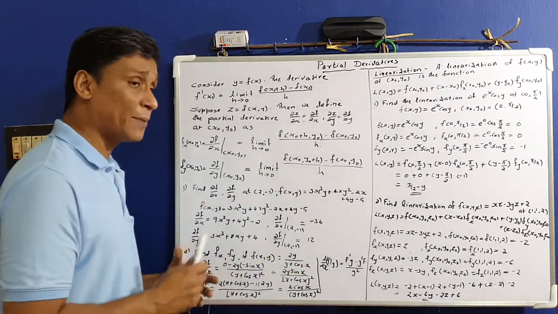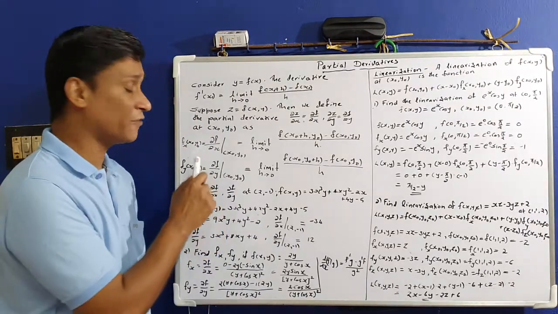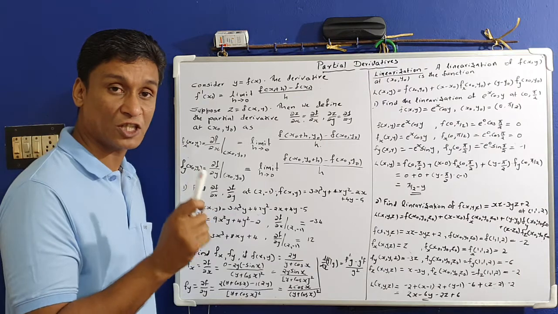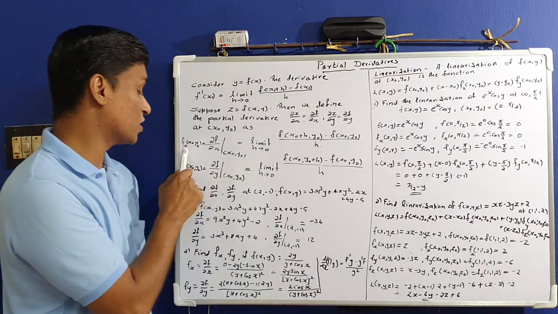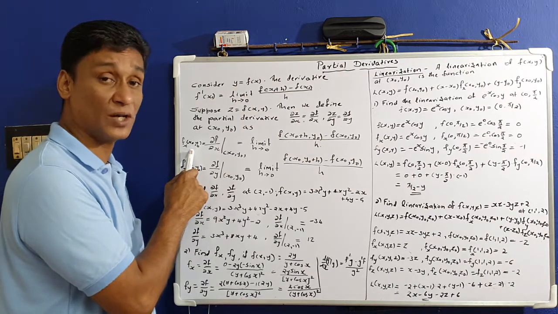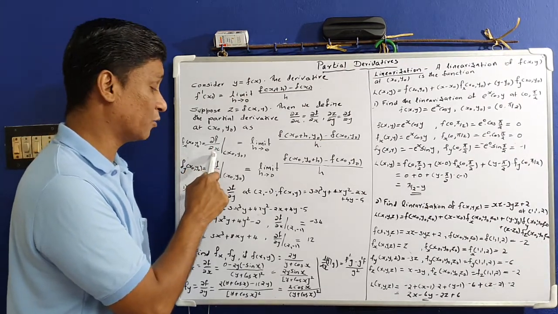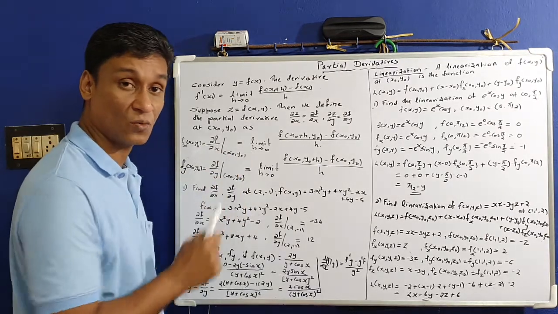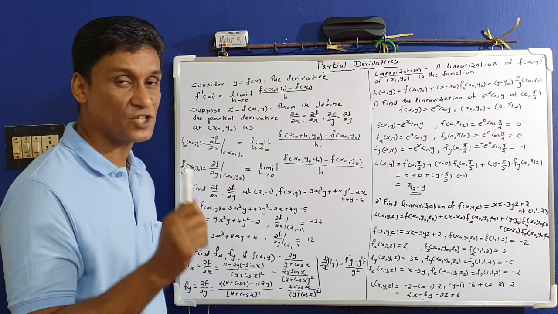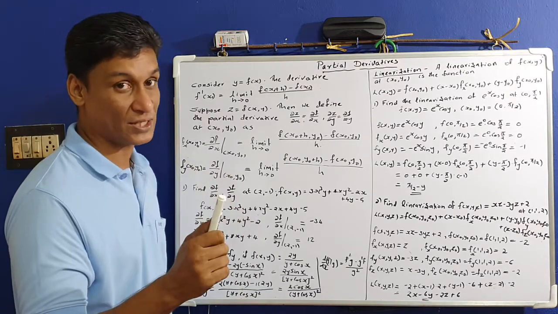Now, I have a point (x₀, y₀). I'm going to define the partial derivative of f with respect to x alone at the point (x₀, y₀). It is denoted as fx(x₀, y₀), equal to ∂f/∂x at (x₀, y₀). That is the rate of change of f with respect to x alone at the point (x₀, y₀).